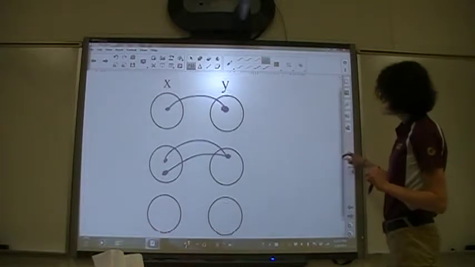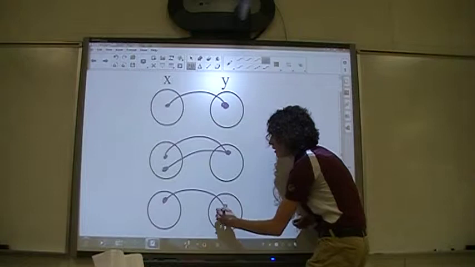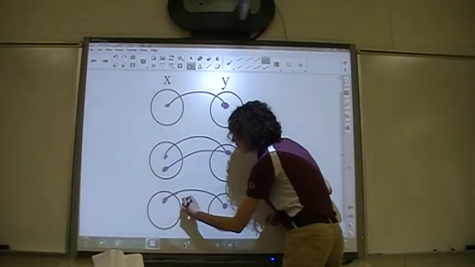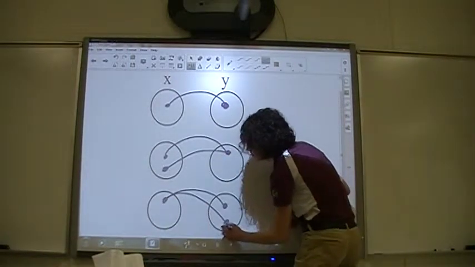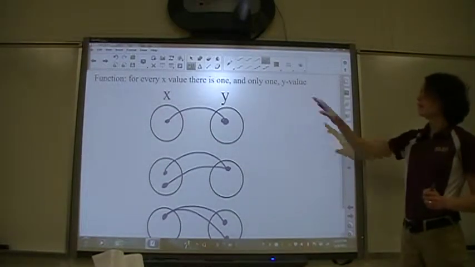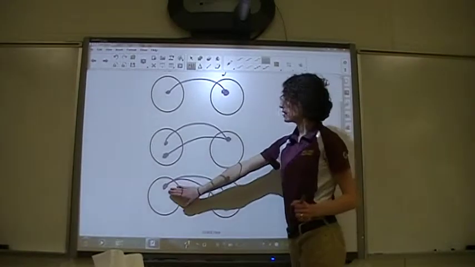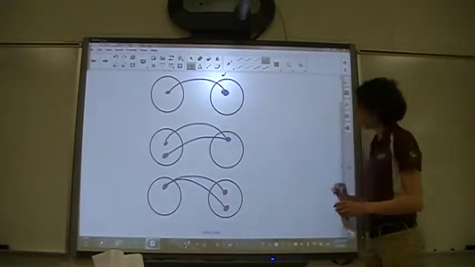Something that is not a function, though, is if you had a point in x that goes to a point in y, but then that same point would also go to another point in y. Because if you look at that definition, for every x value, there is one and only one y value. In this last example, for this x value, there are two y values.